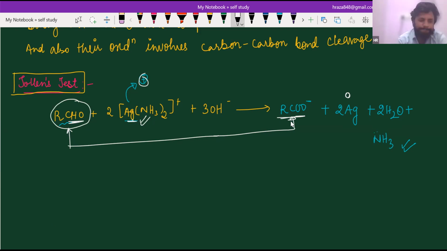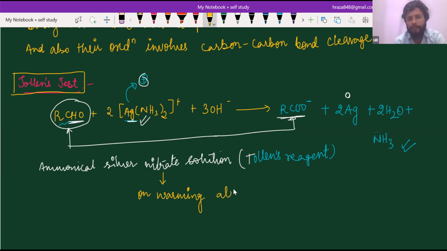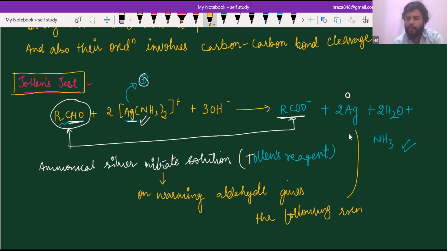So I can write some points about this ammoniacal silver nitrate solution, which is your Tollens reagent. Tollens reagent on warming with aldehyde gives the following reaction. And if you use ketone instead of aldehyde, the reaction will not occur. Please do write it. The reaction occurs in basic medium.